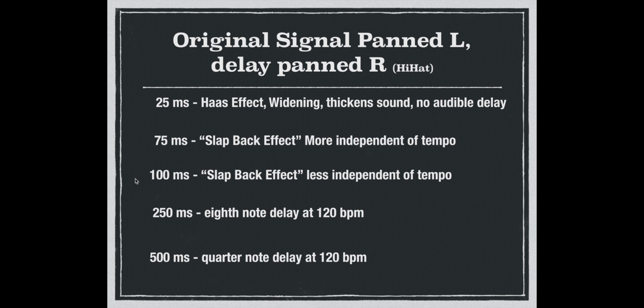Around 250 milliseconds, we have an eighth note delay at 120 BPM. So, again, this is obviously going to be very much more dependent on the tempo. This is where you use delays as effects, repeats. And lastly, 500 milliseconds would be the quarter note delay at 120 BPM.